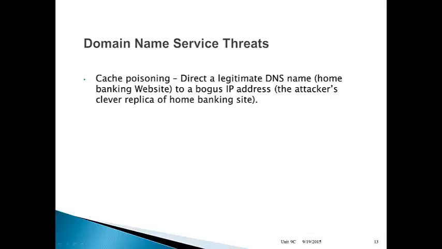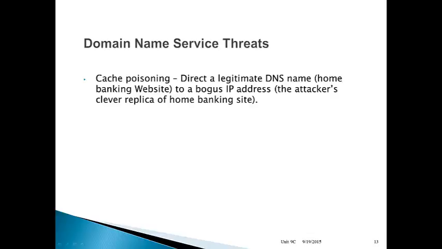Cache poisoning is where this cached information is forced to be incorrect, where bad information is inserted into cache, and what that will do is direct a legitimate DNS name to a bogus IP address. You're no longer going to Bank of America, you're going to an attacker in some foreign country with very lax law enforcement that's going to steal all your banking information. Say goodbye to what's in your Bank of America account because they now have it.